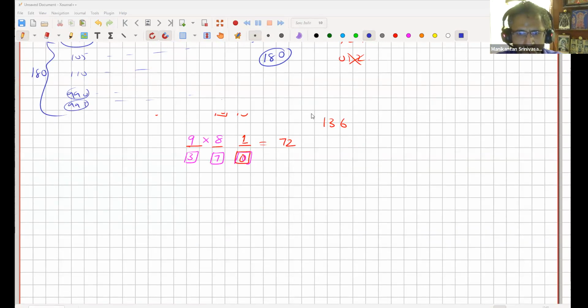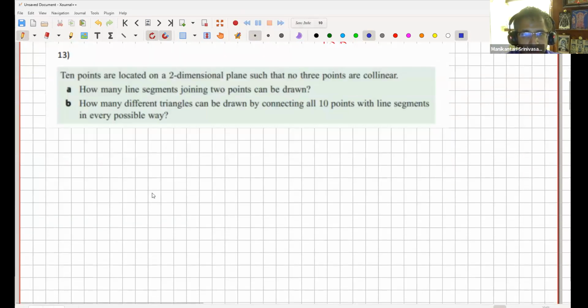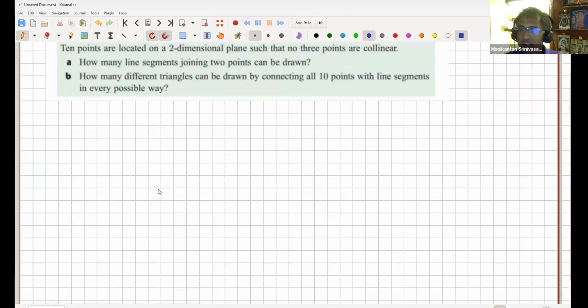That was question 12. Okay, question 13. 10 points are located on a 2-dimensional plane, such that no 3 points are collinear. Collinear means co-linear. Same line, co is same, linear is line. No 3 points are on a straight line. That's the question. How many line segments joining 2 points can be drawn?